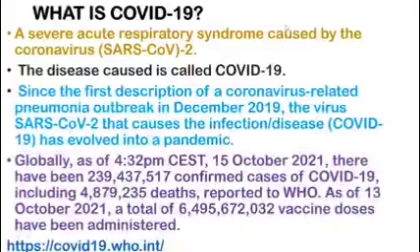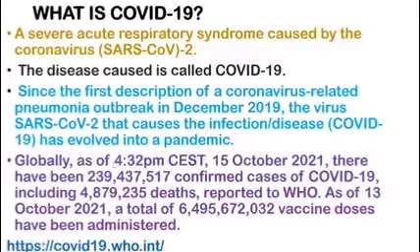So what is COVID-19? It is a severe acute respiratory syndrome caused by the coronavirus called SARS-CoV-2. The disease caused by this virus is called COVID-19, as we all know. Since the first description of the coronavirus-related pneumonia outbreak in Wuhan province of China in December 2019, the virus SARS-CoV-2 that causes the disease COVID-19 has evolved into a pandemic, as we know now.